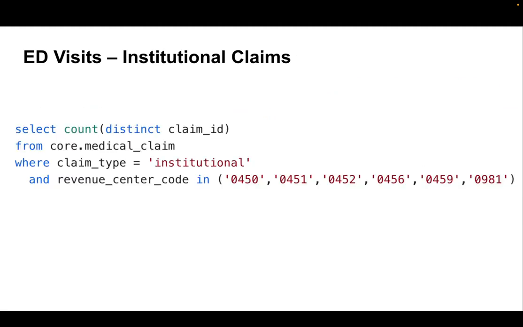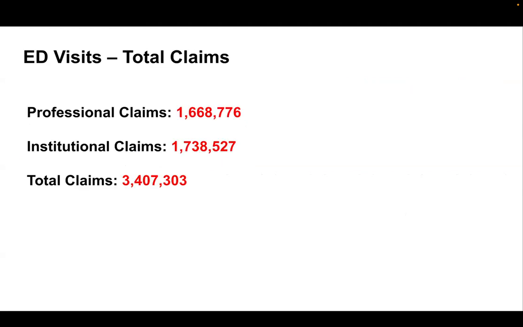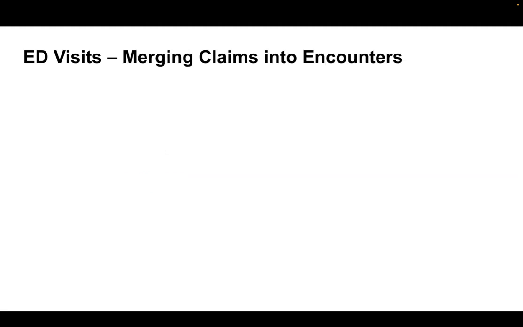And then for institutional claims, it's also fairly simple to identify the claims that are ED related. It's the 045X revenue center codes plus 0981, and this results in a little over 1.7 million unique claims. Across professional and institutional, we have a little more than 3.4 million claims that are related to ED visits from that criteria in our claims data set. But now we get into the more complex thing. How do we merge those claims into encounters?